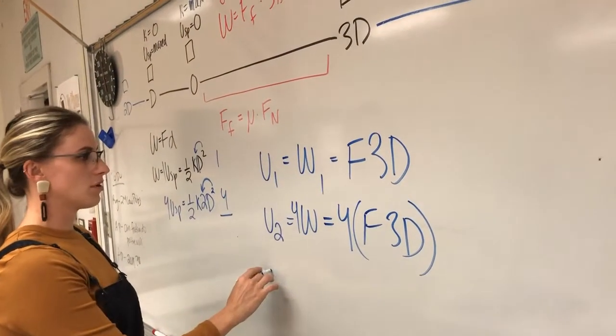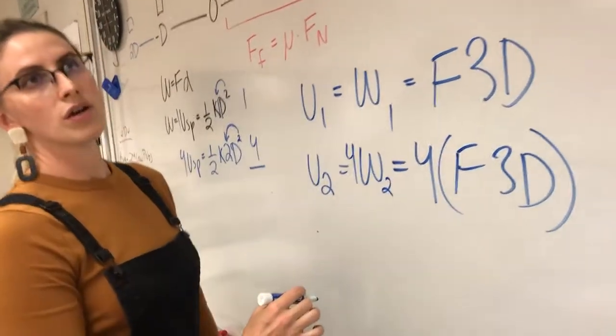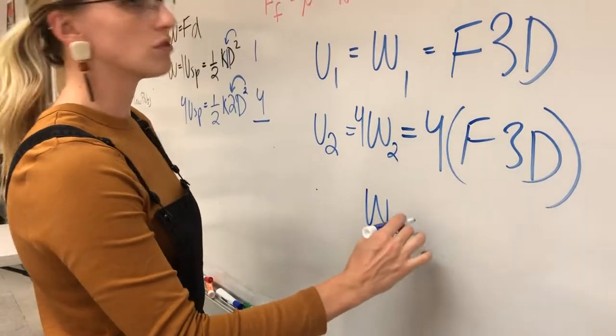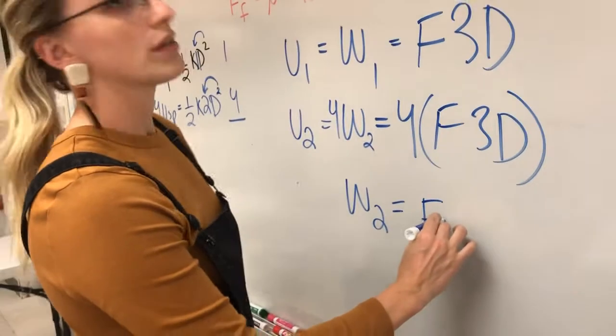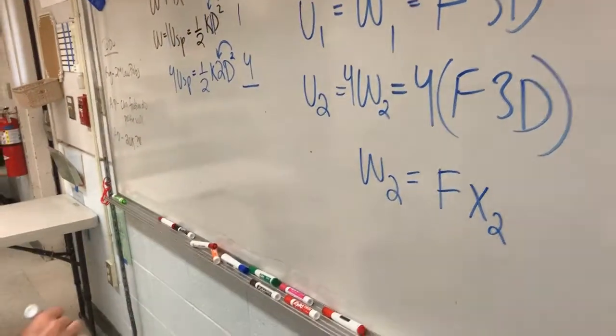We know that work 2. This is work 2 right here. I'm just going to rewrite it. Work 2 is going to equal force times displacement, force of friction times displacement. We're going to call that displacement x2.